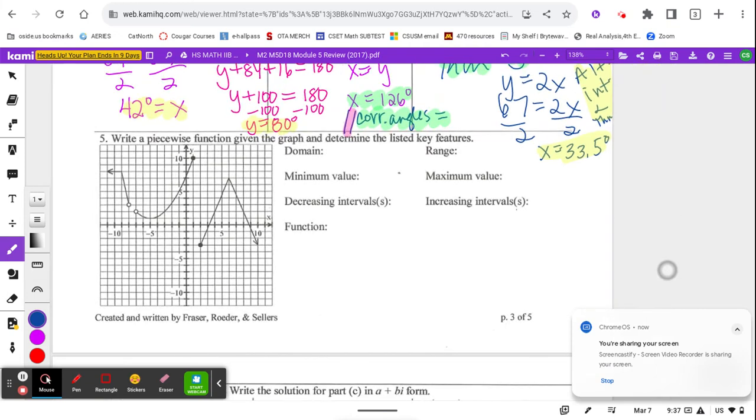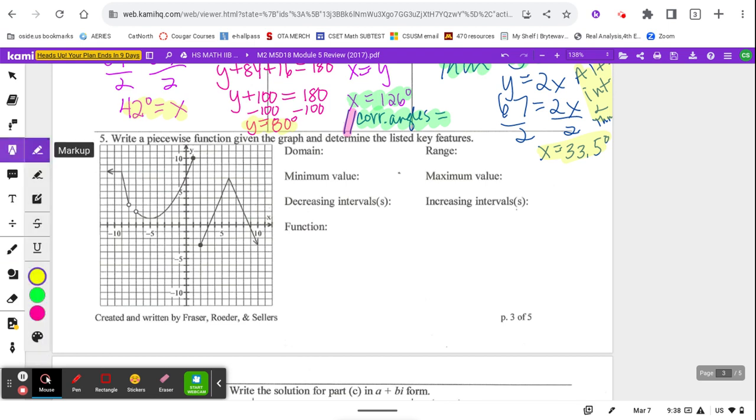All right, when we're doing the features on number 5, notice it's asking for domain, range, min, max, decreasing and increasing of the whole function, the whole piecewise. Notice there's several parts of this piecewise. We've got this constant part, we've got a negative linear function, we've got a positive quadratic function, and then this last piece could be looked at like an absolute value function or two linear pieces.